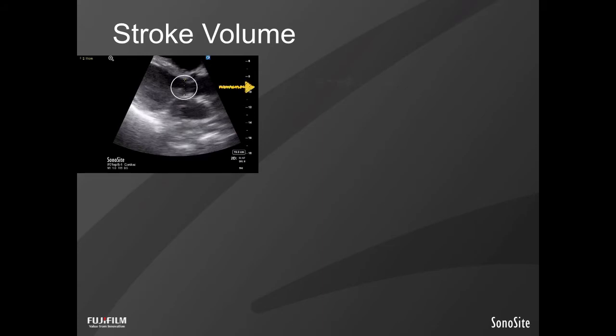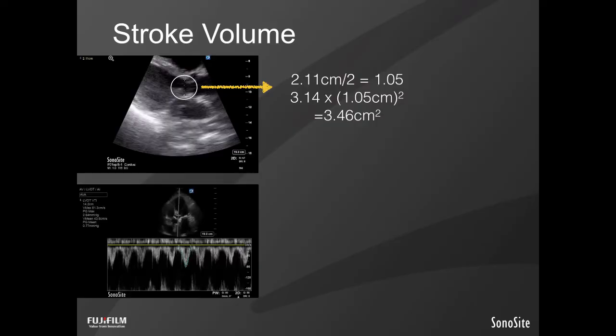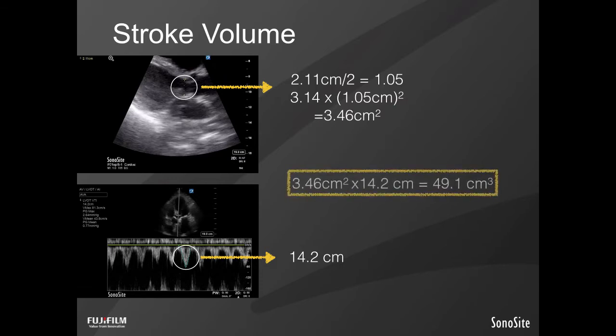So we've measured the LVOT diameter. Well, we need to now punch this into an equation because we're ultimately going to be solving for a volume. So this forms the base of a cylinder that's leaving the left ventricle, and the math is therefore the area of the base of a cylinder, which is a circle. And so we come up with 3.46 centimeters squared. We take the VTI, which is 14.2 centimeters, and we multiply it by our above number to give us a volume. So in this particular example, this patient's stroke volume is around 50 cc's, which is in the low normal range.